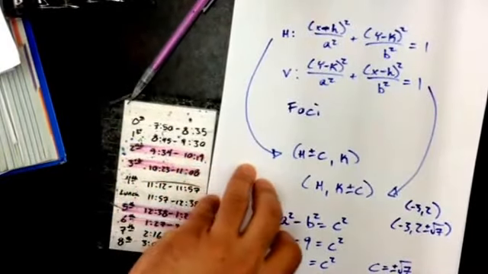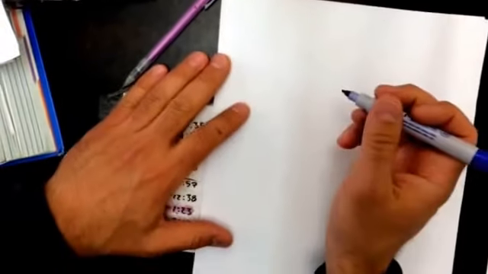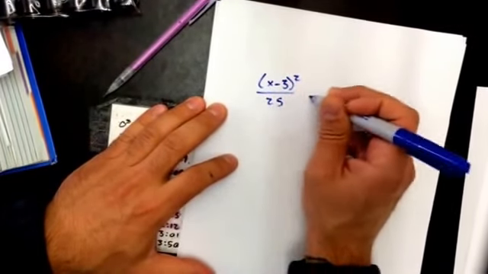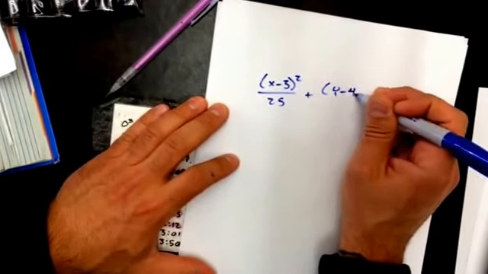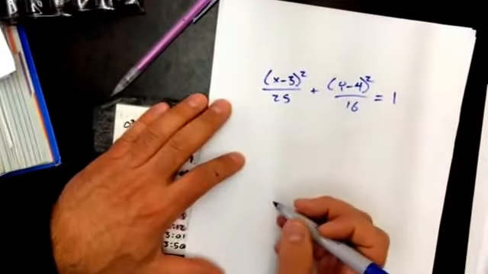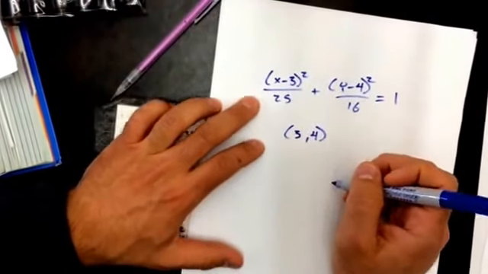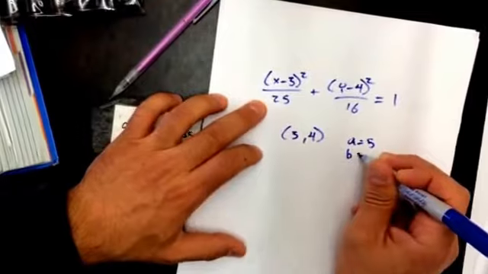Let's see if I can do one with a little better numbers. What are the good ones that work? Okay, so if I have this, I'm going to find the center. So the center is going to be at 3, 4. I'm going to find my A value. My A value is 5. My B value is 4.